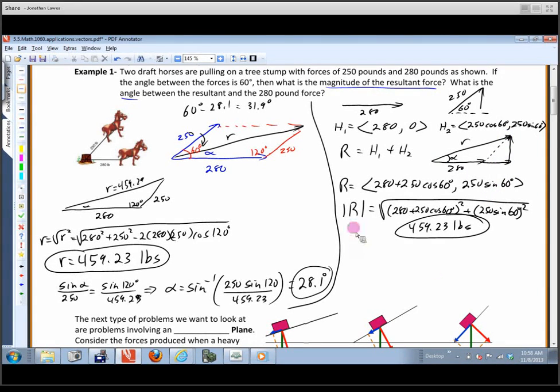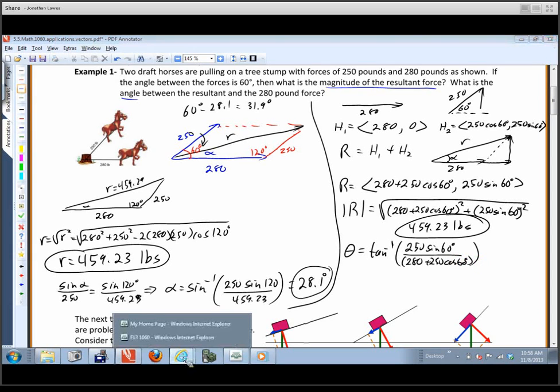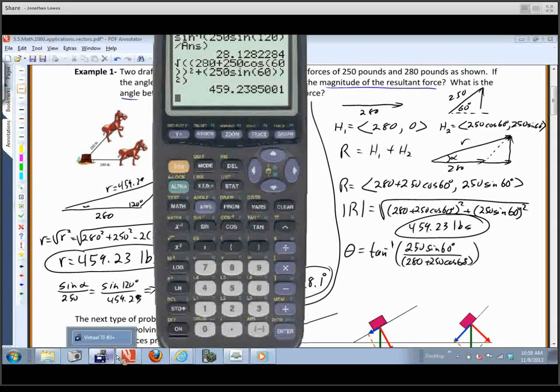So you'll remember, especially since this appears like it's in quadrant 1, we can at least get the reference angle by doing the tangent inverse of the vertical component over the horizontal component. So this is going to be 250 sine 60 degrees over, and I'd need to set a parentheses on this one, 280 plus 250 cosine 60 degrees. And let's have the calculator figure out what that is for us.